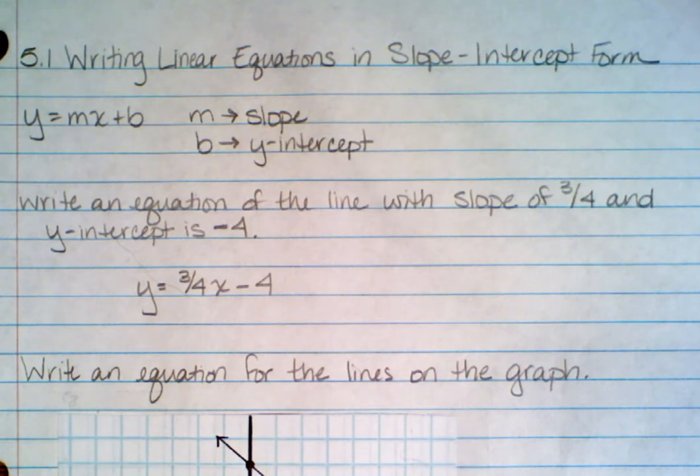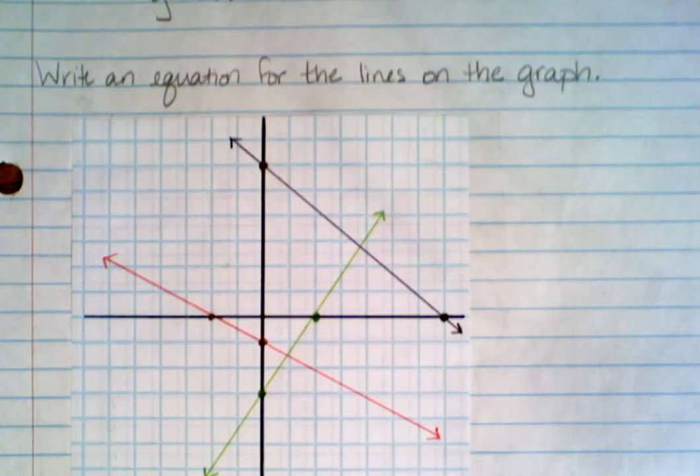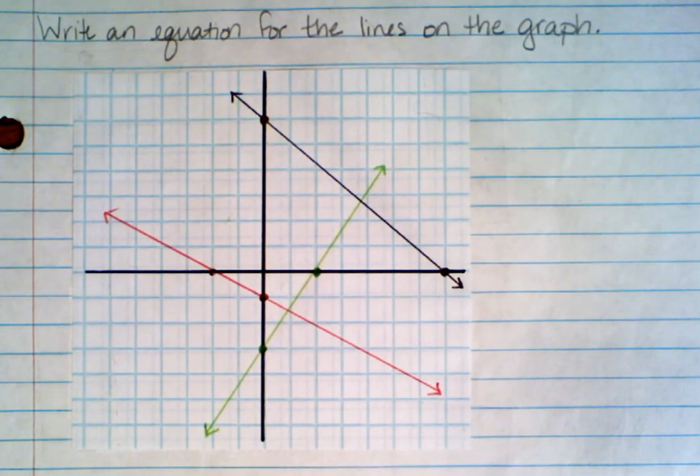Remember that if you have a hard time remembering that -4 means -4, you can go ahead and write plus -4, and that would be perfectly acceptable. So the slope of 3/4 and a y-intercept of -4 would give us the equation of y equals 3/4 x minus 4. So here I have three graphs that I've drawn onto my graph paper. And so I want to know what are the equations for each of those lines.